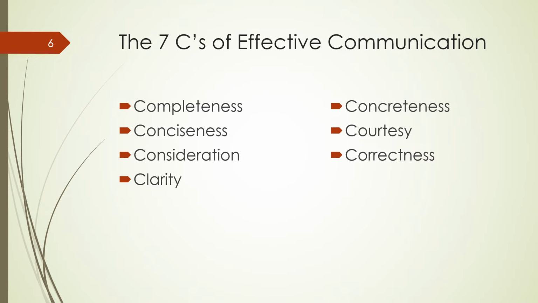The 7 C's of effective communication. First, completeness. In this section, I can say that if anyone wants to communicate with someone, then he or she must say the argument completely, because without saying it completely, the other people will not be able to guess that properly. Then conciseness.